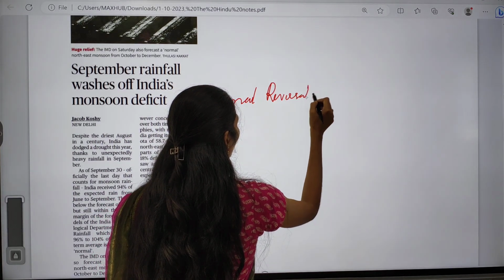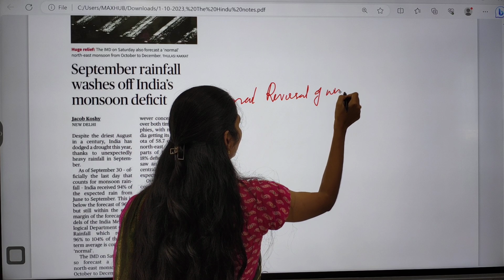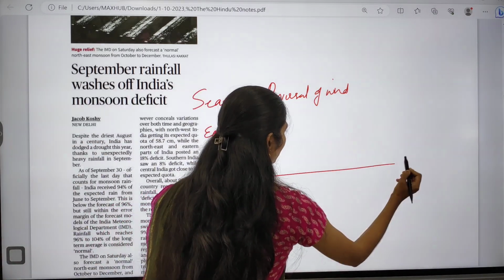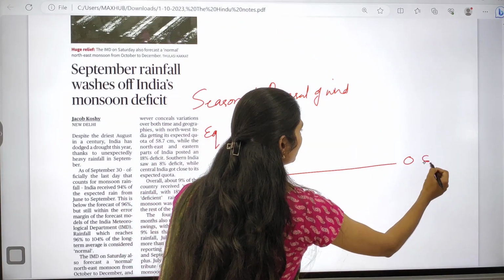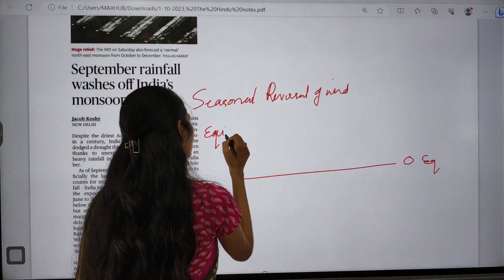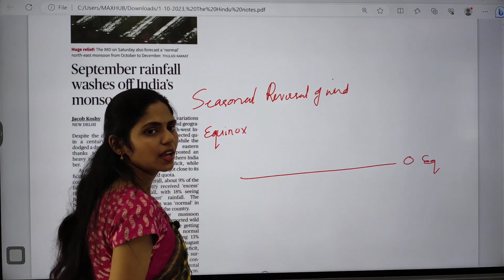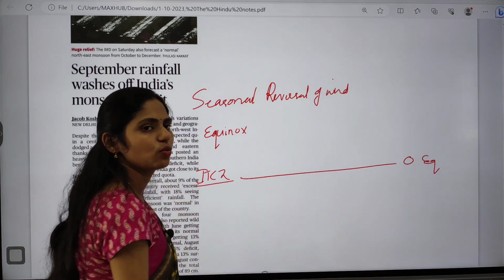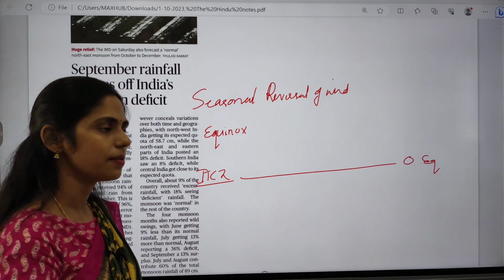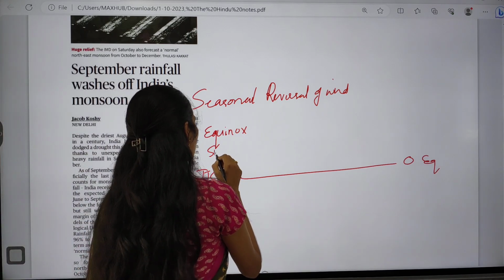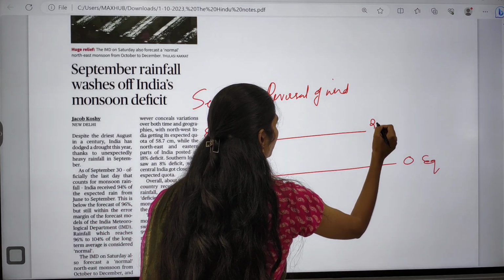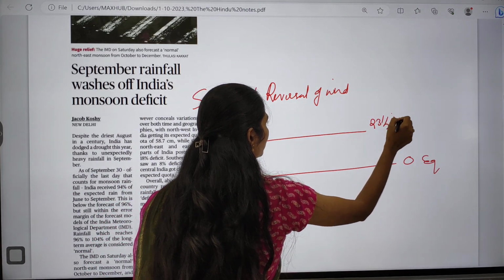Seasonal reversal of wind. Normally what happens in equinox condition, this is the equator, correct? So during this equinox, normally this ITCZ, intertropical convergence zone, is present on the equator. But during summer season or summer solstice, it will be moving towards this 23.5 degree north.